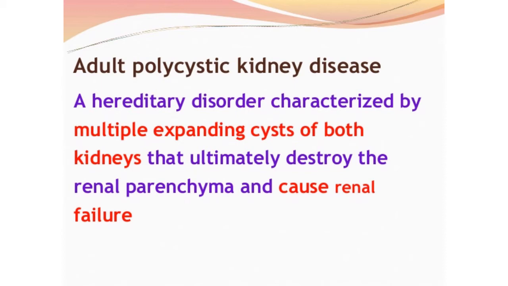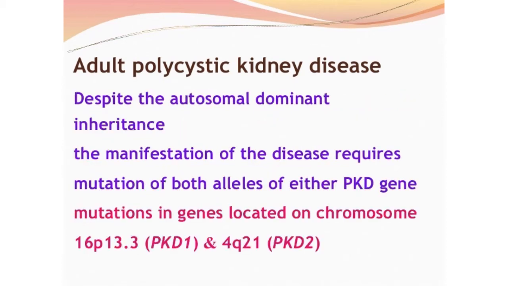It's a hereditary disorder that is characterized by multiple expanding cysts of both kidneys that ultimately destroy the renal parenchyma and cause renal failure. As we discussed, it's an autosomal dominant inheritance. Despite that, the manifestation of the disease requires mutation of both alleles of either PKD gene, mutations in genes located on chromosome 16p13 is PKD1 and PKD2 genes.